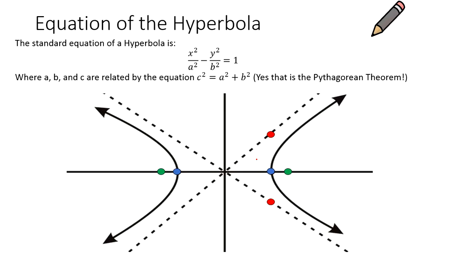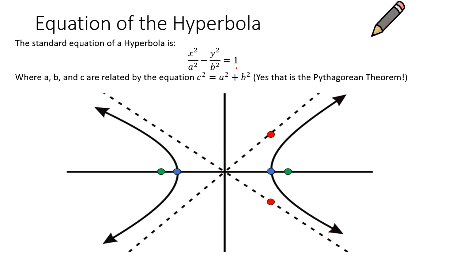The equation of a hyperbola. Normally what this is going to look like: x squared over a squared minus y squared over b squared equals 1. And a, b, and c are related by the equation c squared equals a squared plus b squared. And yes, that is the Pythagorean theorem, and it does work. That's actually how the hyperbola's equation is generated. It's based on a derivation of the Pythagorean theorem.